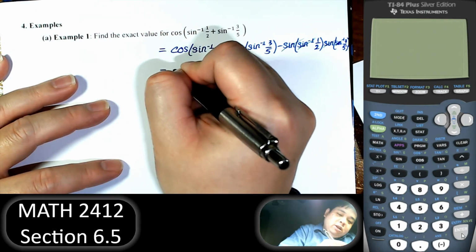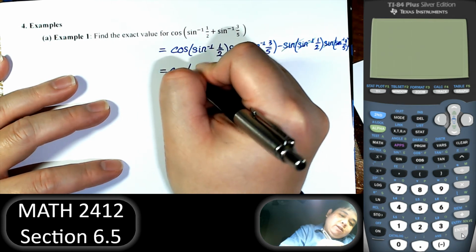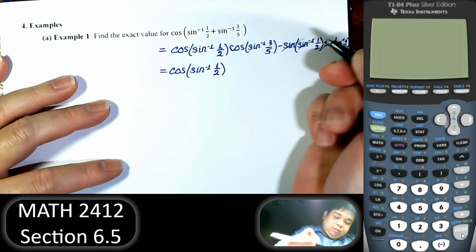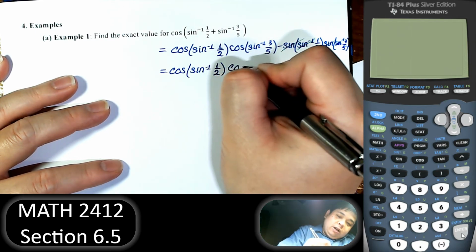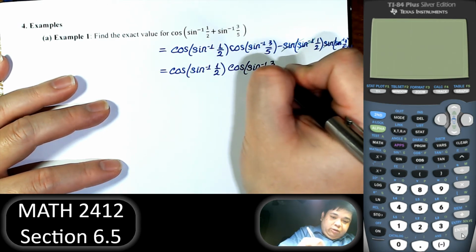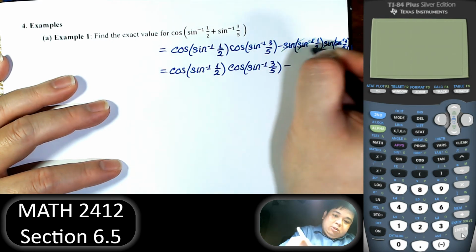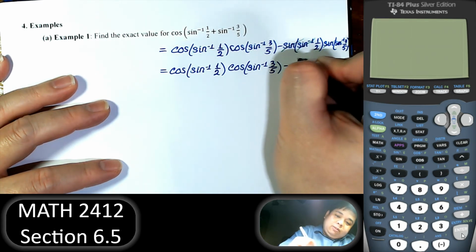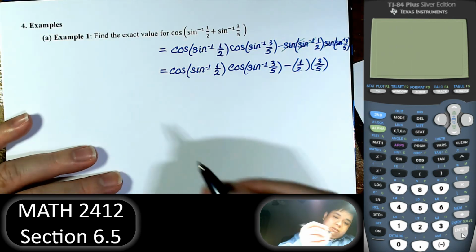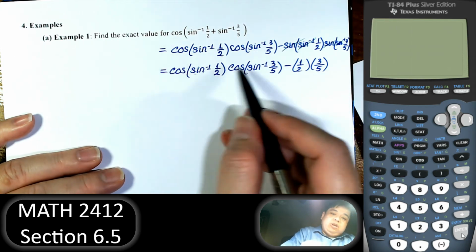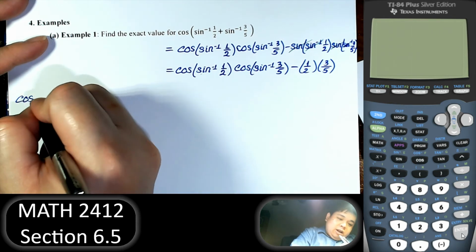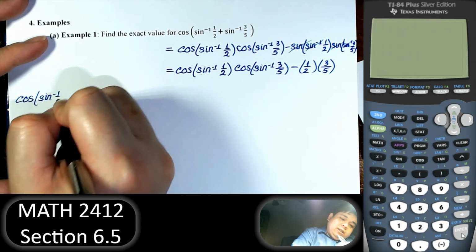So we just end up with cosine of sine inverse of 1/2 and cosine of sine inverse of 3/5. I subtract 1/2 times 3/5. We just need to do this too. Cosine of sine inverse of 1/2.